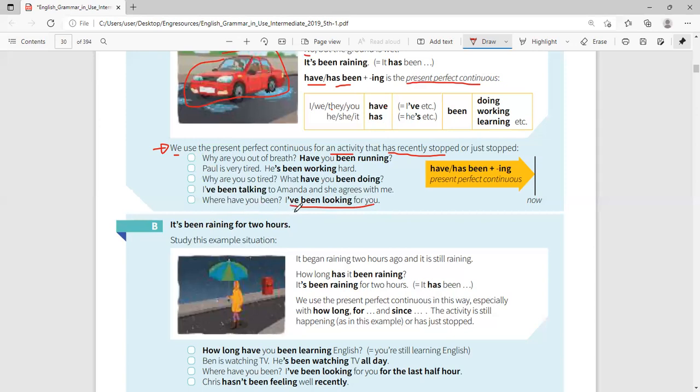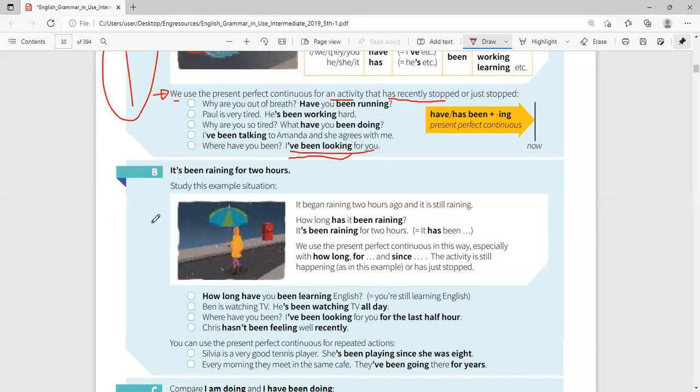So are they still looking for each other? No, they have found each other. So the action now is complete. So that is number one. I told you that the action is now complete, stopped or has just stopped.